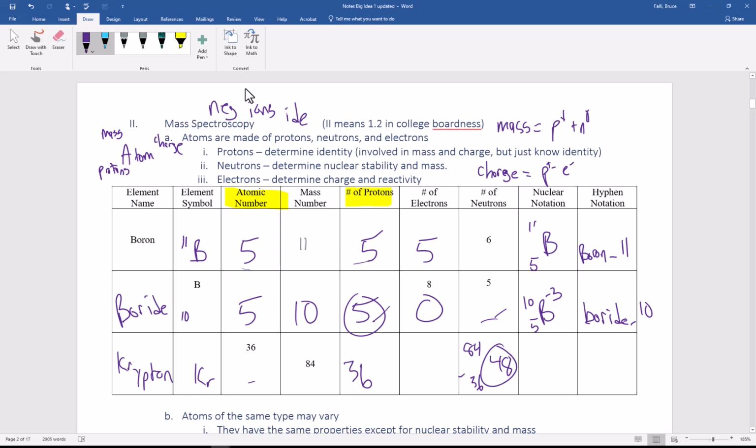And the nuclear notation is going to be krypton, the mass number is 84, 36. Hyphen notation is going to be krypton, dash mass, which is 84.